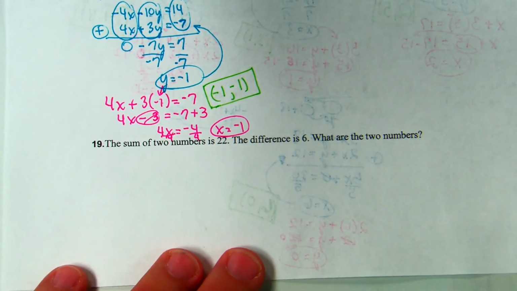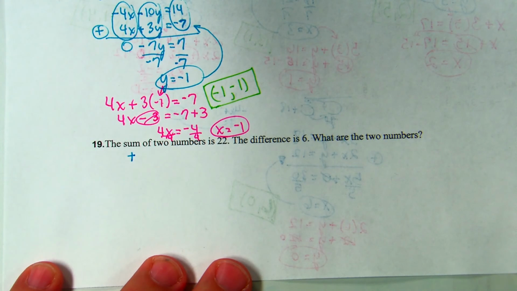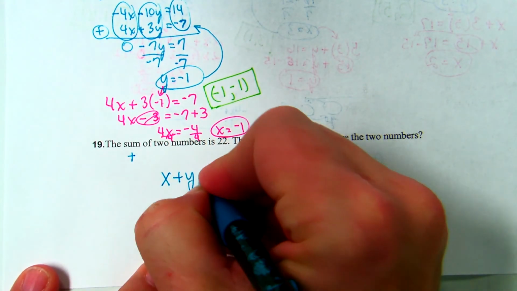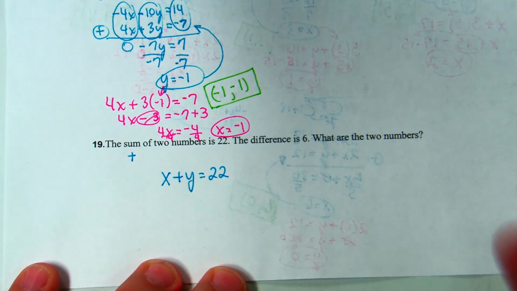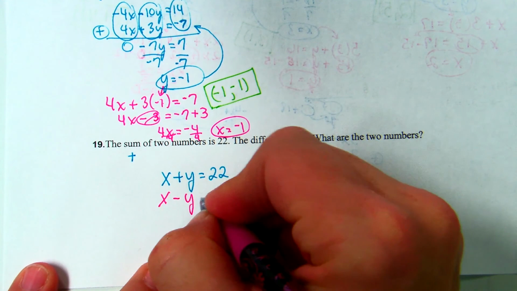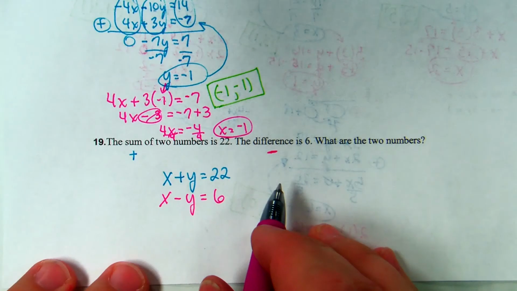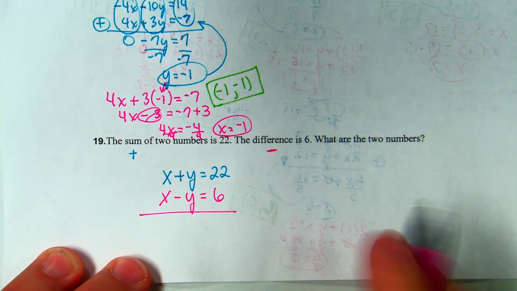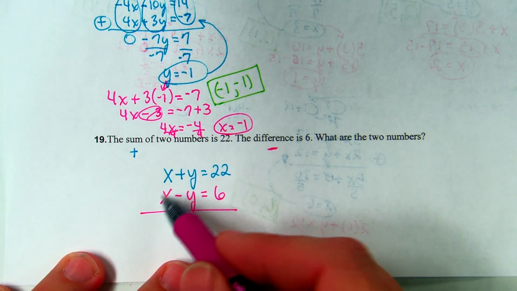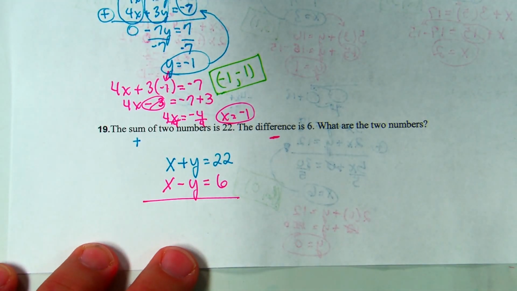It says the sum, and that is addition. The sum of two numbers is 22. So x plus y equals 22. It says the difference, which is subtraction: x minus y is equal to 6. Well, this is easy because we have the same coefficient for x and opposite signs for y. We could add or subtract these and it'll get rid of one or the other, and we're in good shape.